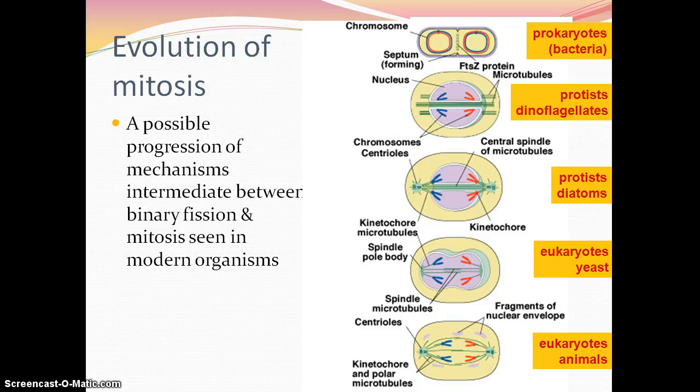So there's a thought that all cells have evolved from bacterial cells or prokaryotic cells. And if you look at different types of cells from prokaryotes through protists to eukaryotic yeast to eukaryotic animal cells, you can see a lot of similarities in mitosis. And you can see it becoming more complex as the organisms become more complex. So there's a possible progression of mechanisms between binary fission and mitosis that you can observe by looking at these different organisms.